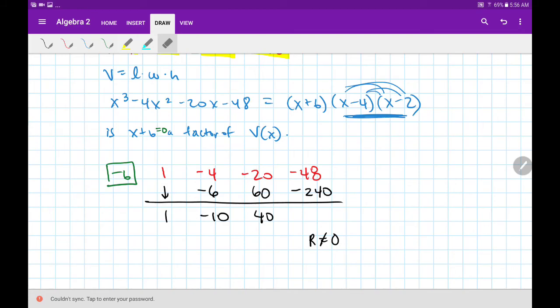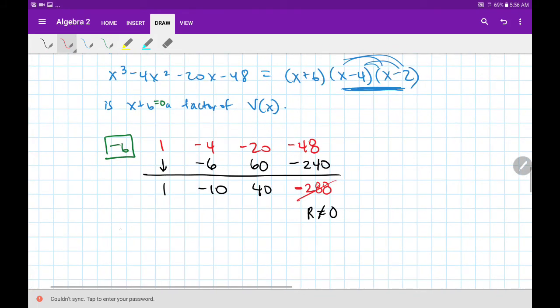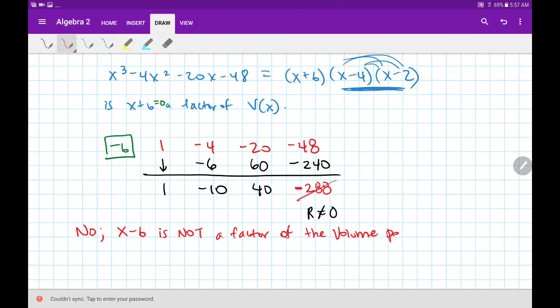Negative 48 and negative 240, well, same signs add, so that means that'd be 288, but then we keep the sign of the bigger number, which is negative. Yeah, that's definitely not 0. So that means that x plus 6 is not a factor of our volume polynomial. That big guy, I don't really want to write him out.